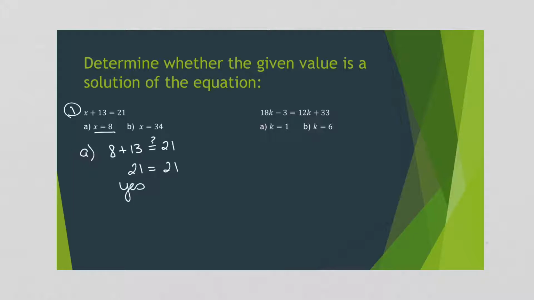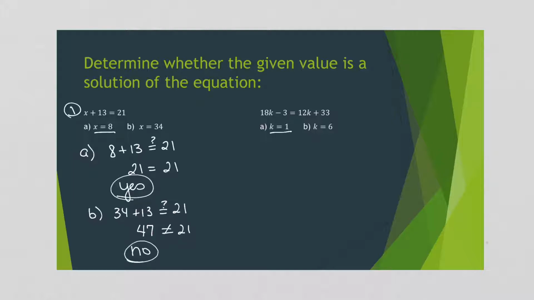On part B, I am going to put 34 in for x, and 34 plus 13 is 47, which does not equal 21, so I would say no for this one. So our answer is yes to A and no to B. So let's take a look at this next one.